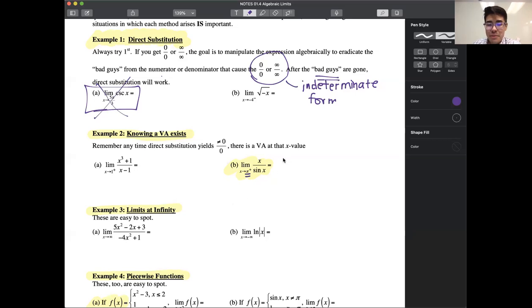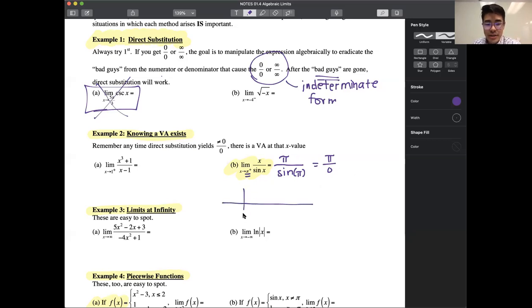So on the top, that's pretty easy, right? On the top, if we do direct substitution, it's just pi, that's a number. On the bottom though, we get sine of pi if we do direct substitution. Sine of pi is equal to 0. So I guess the question is, it's going to approach infinity. Which infinity is it going to approach? There's a couple ways you can do it.